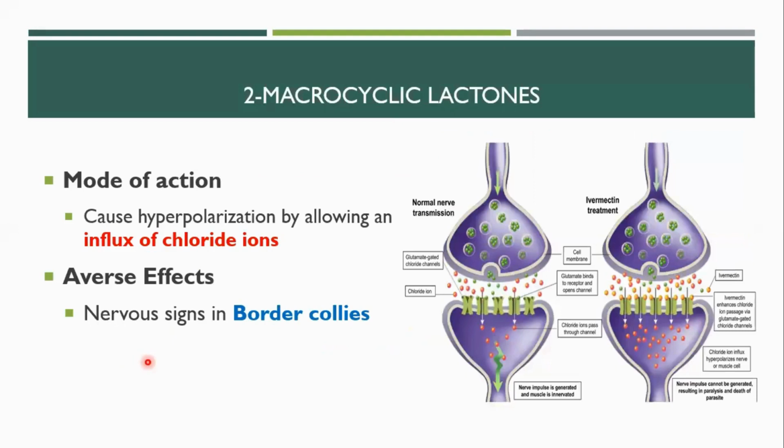Then moving towards the next group, that is macrocyclic lactones. Macrocyclic lactones basically kill the parasite by causing hyperpolarization by allowing influx of chloride ions. Basically, what they do, they open the glutamate-gated channels. When these channels are opened, there is influx of the chloride ions, which results in hyperpolarization, and hyperpolarization ultimately leads to spastic paralysis of the parasite.